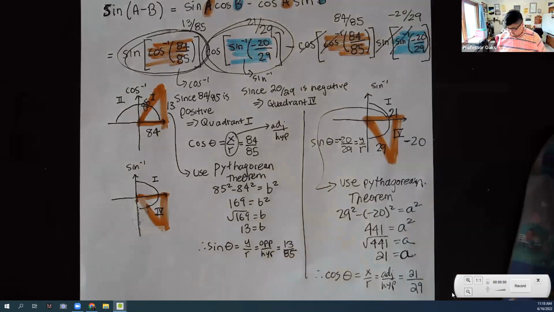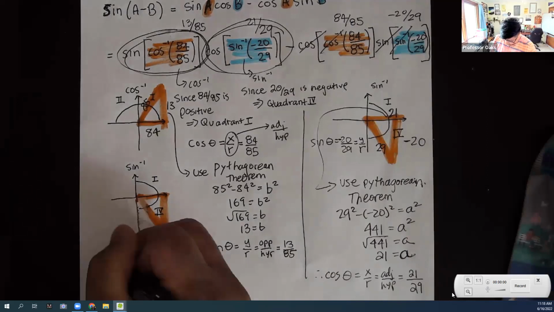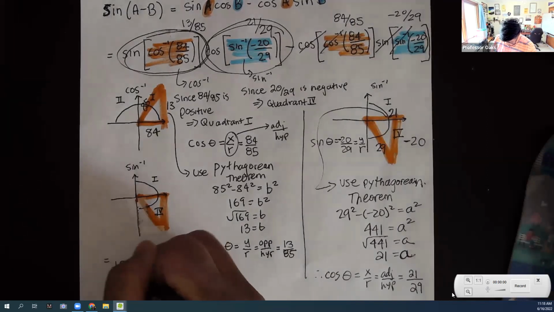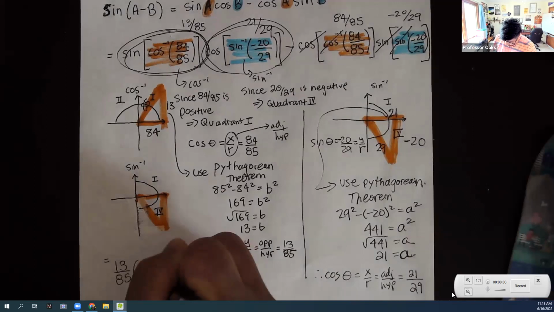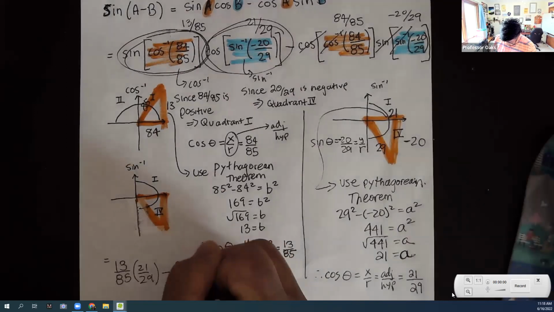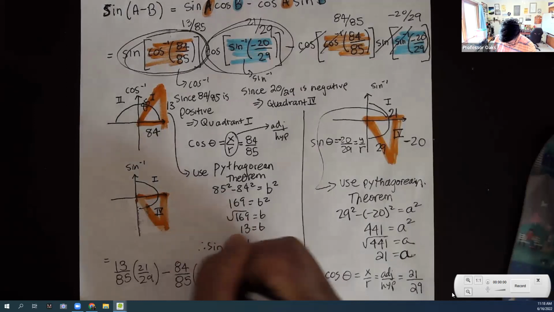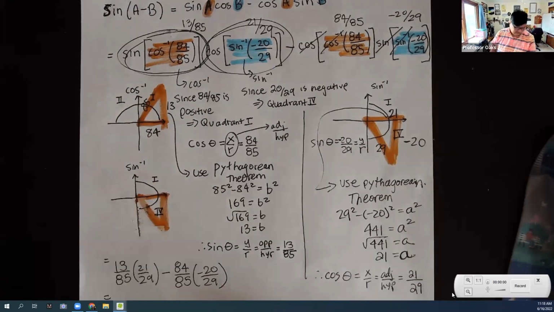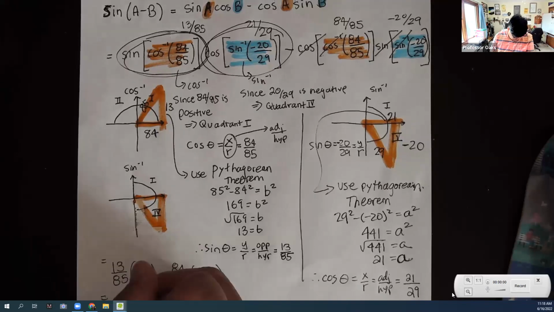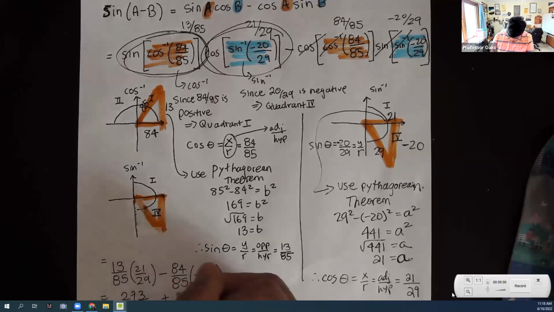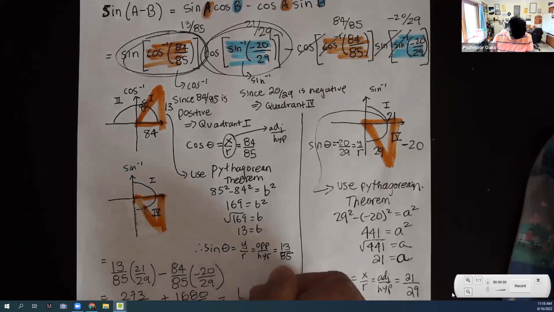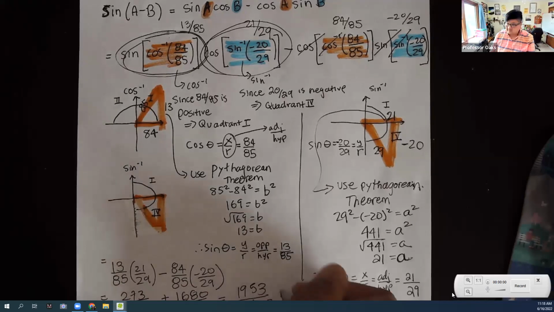So your final answer is then 13 over 85 times 21 over 29, minus 84 over 85 times a negative 20 over 29. So you're left with 273 over 2465 plus 1680 over 2465. So that's 1953 over 2465.